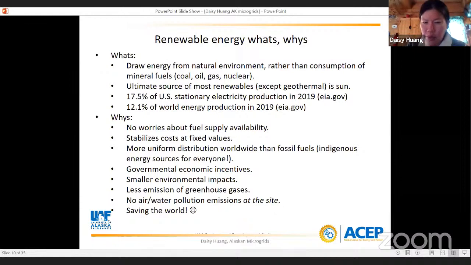They also have a more uniform distribution worldwide than fossil fuels. So there's pretty much some renewable energy resource everywhere. There are often government economic incentives. There are small environmental impacts, fewer greenhouse emissions, less pollution at the site, although manufacture of solar panels happens somewhere, right? And then finally, the last reason is to save the world.